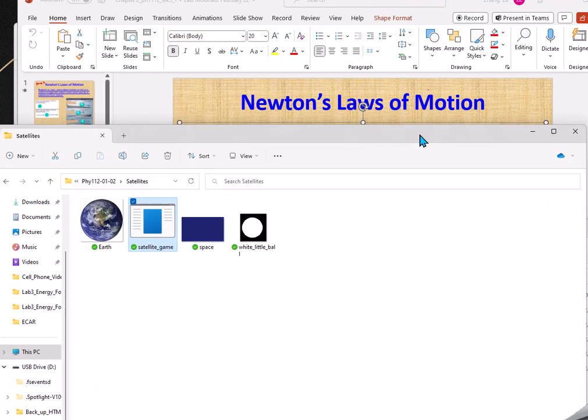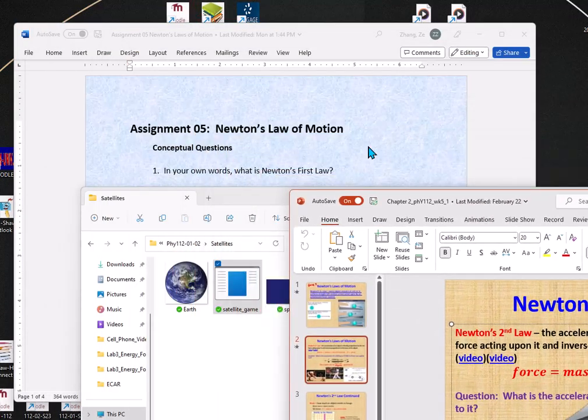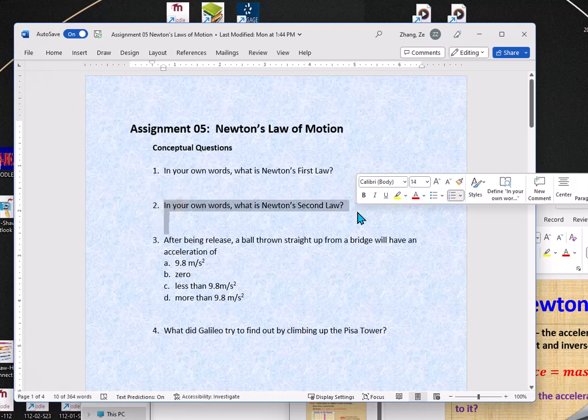So if you have a question, I will ask you, what's Newton's second law? In your own words, you will say: the harder you push, the stronger you push, the faster the object will accelerate. Or the more force, the more acceleration. Or the more mass with the same force, the less acceleration. That's what inversely proportional means.